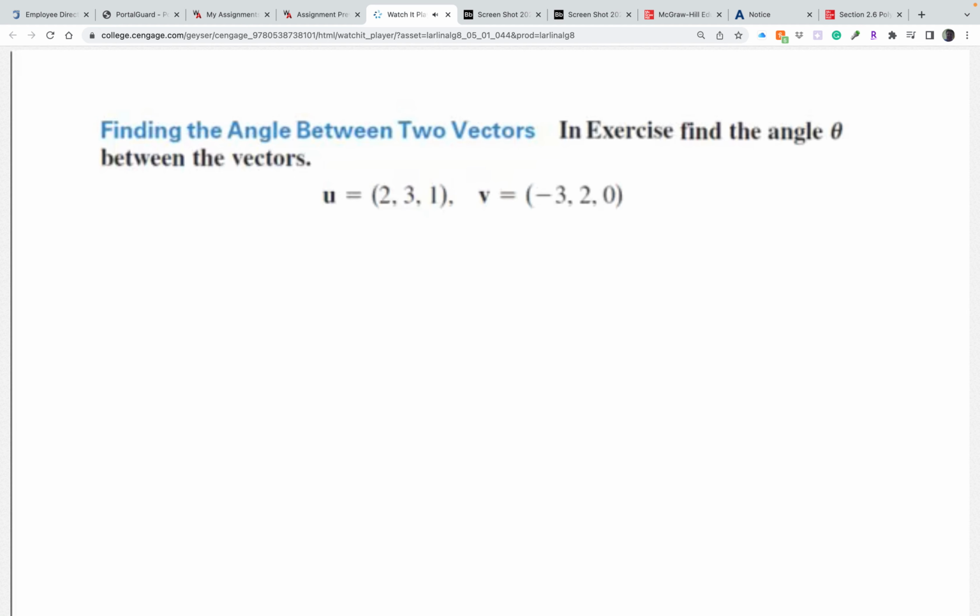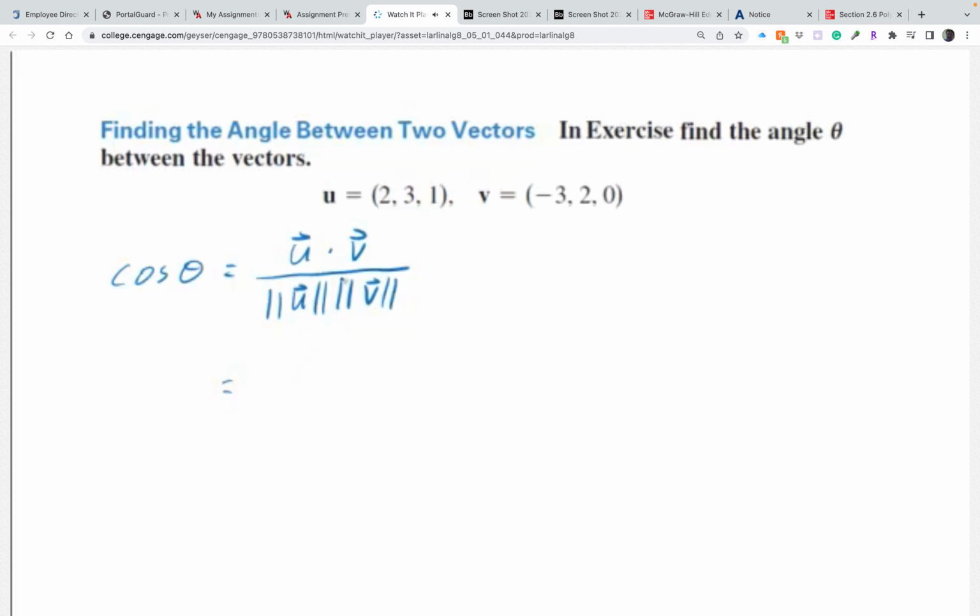Finding the angle between two vectors. In the exercise, find the angle theta between the vectors u is 2, 3, 1, and v is negative 3, 2, 0. To find the angle theta, we can use the equation that cosine of theta is equal to vector u dotted with vector v divided by the magnitude of vector u times the magnitude of vector v.